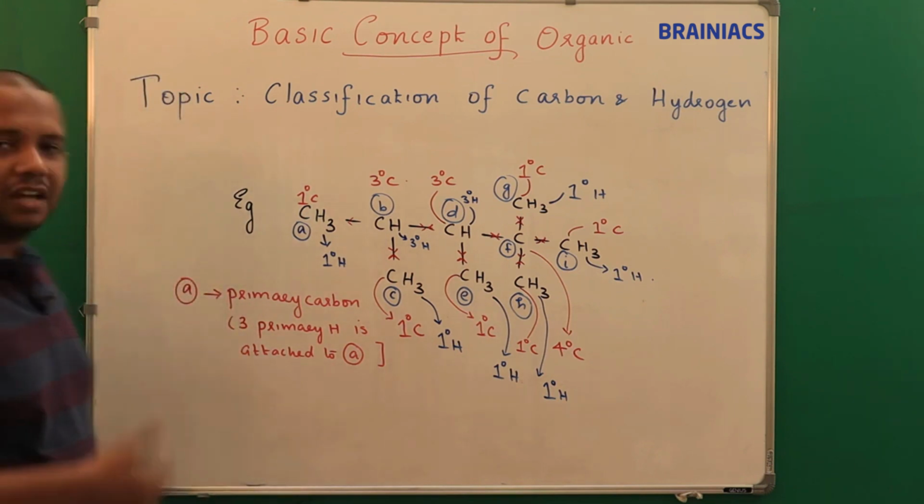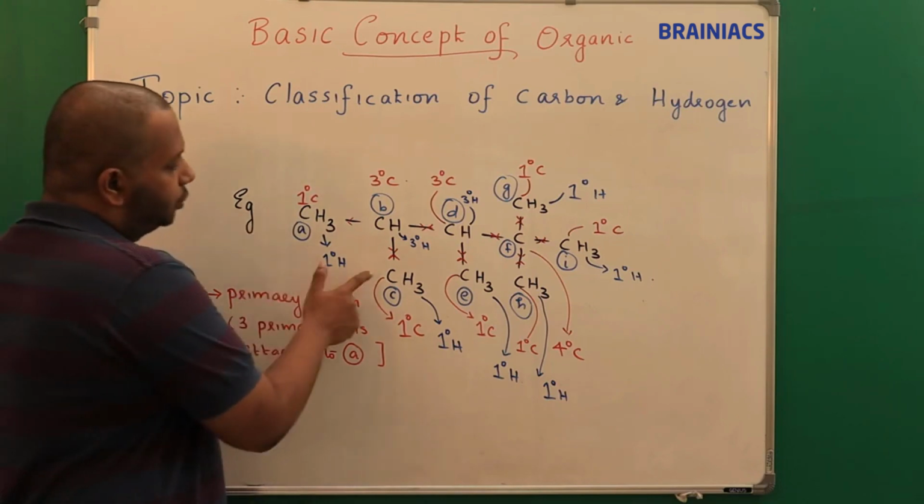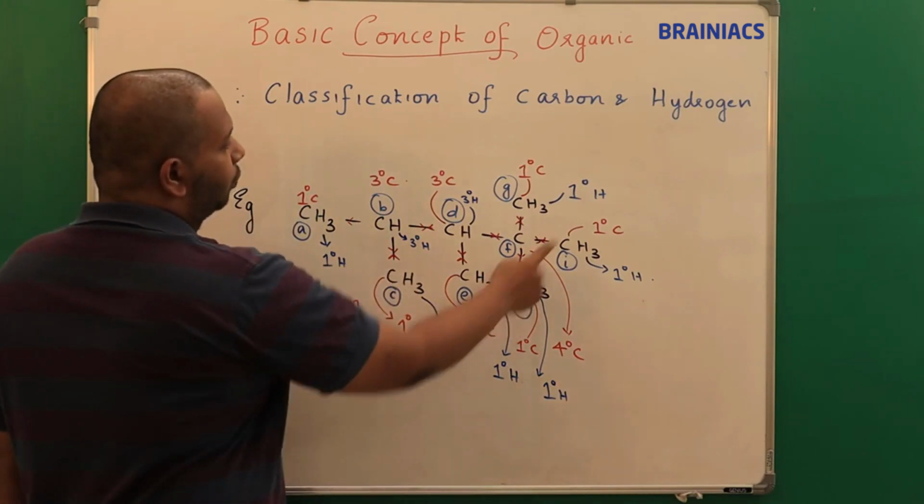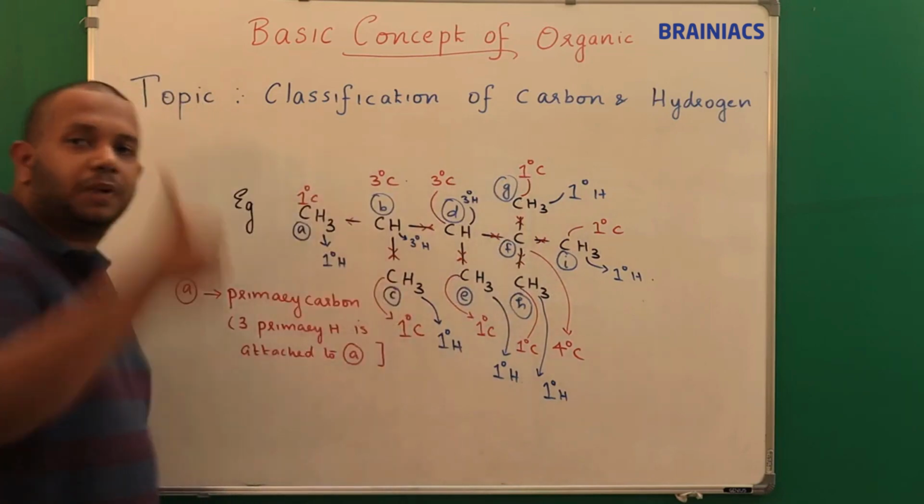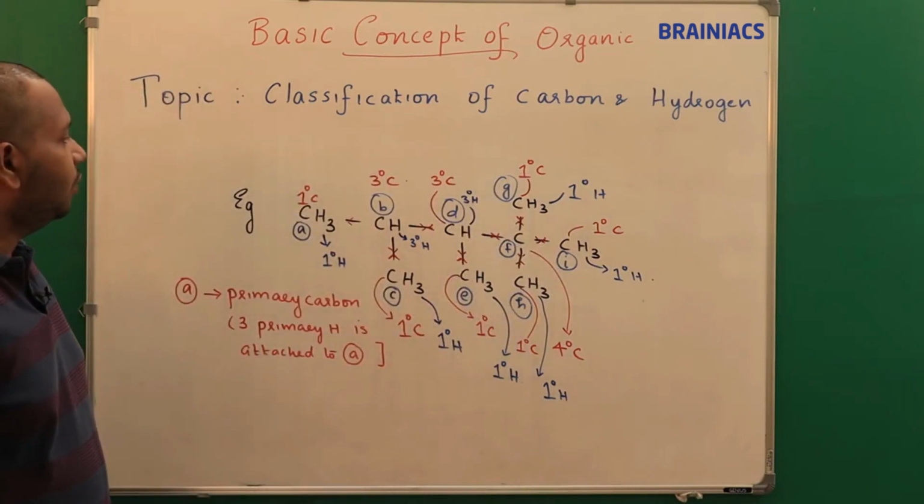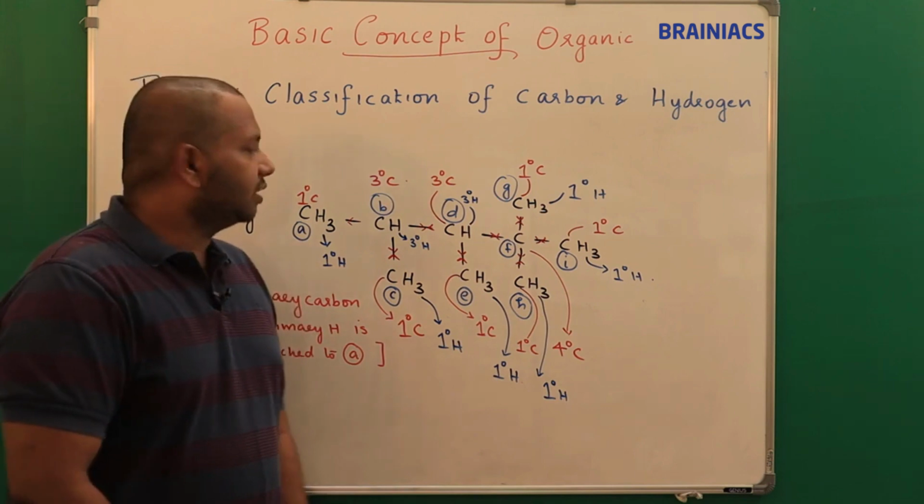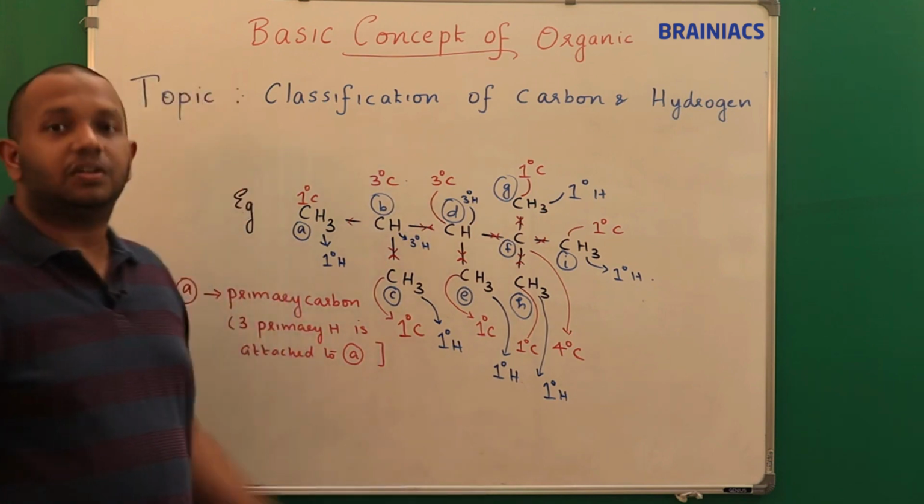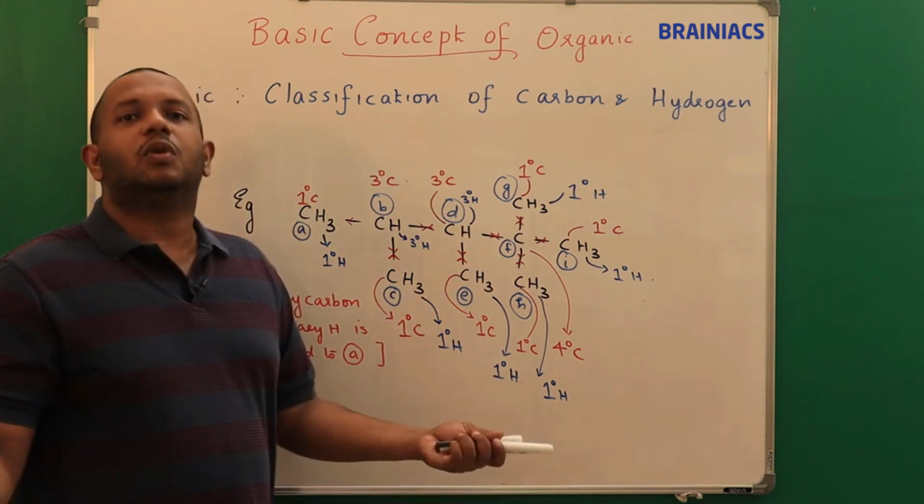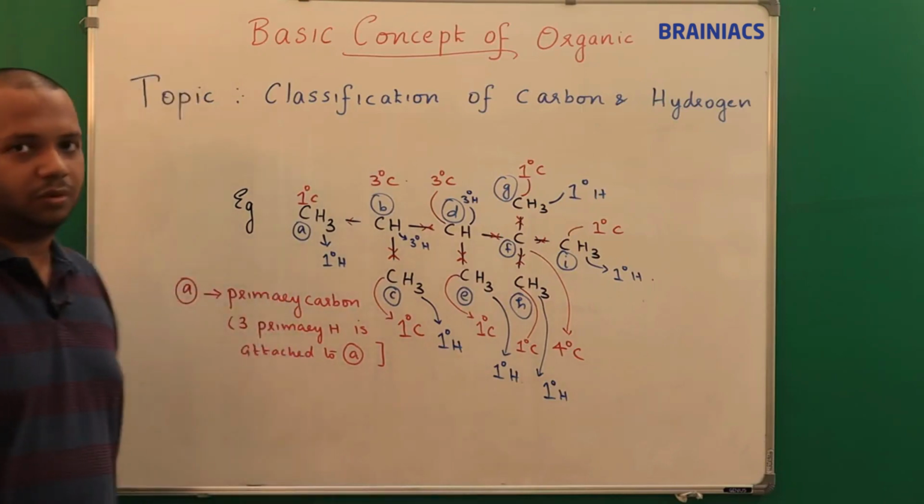So how many primary carbon atoms are there? 1, 2, 3, 4, 5, 6. So 6 primary carbon atoms are there. And how many second degree carbon atoms are there? There is no second degree carbon atom. If there is no second degree carbon atom, then second degree hydrogen atoms are also not present.